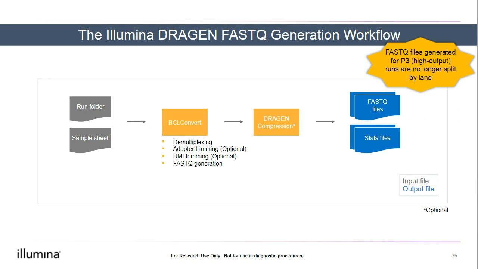For the DRAGEN FASTQ generation workflow, version 3.8.4, there is a no lane splitting option that has been enabled. This changes the behavior of the FASTQ file generation for P3 high output flow cells. Now FASTQ files for P3 runs are consolidated into one FASTQ file per read. So for each sample, you will get one read 1 and one read 2 file. This is consistent with the behavior of P2 flow cells, and this affects FASTQ files, again, for the output of all version 3.8.4 DRAGEN workflows for P3 runs.